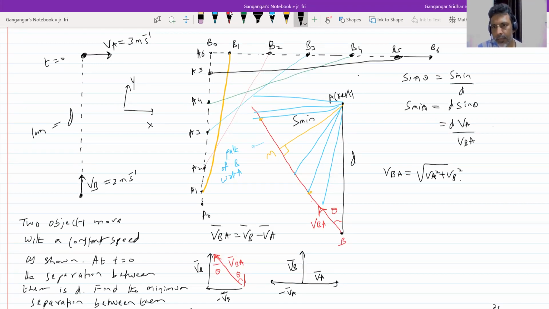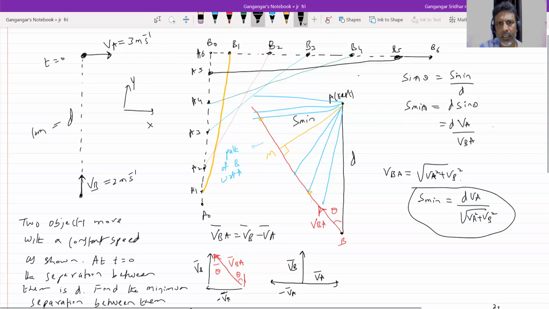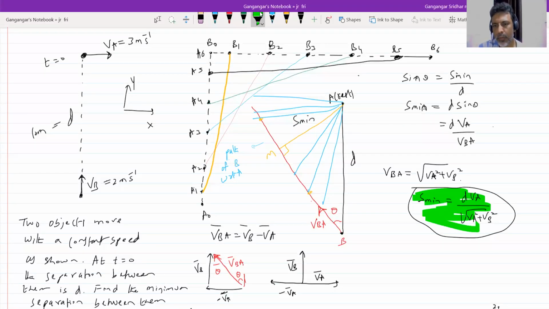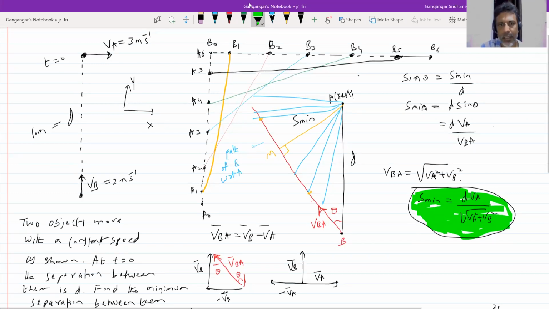Okay, I'll substitute this. The S minimum will be... finished or no? So we directly brought a formula for the minimum separation between them. Okay, similarly the time at which the separation becomes minimum. At t equal to 0, the person B is here. Now this time has to be determined.